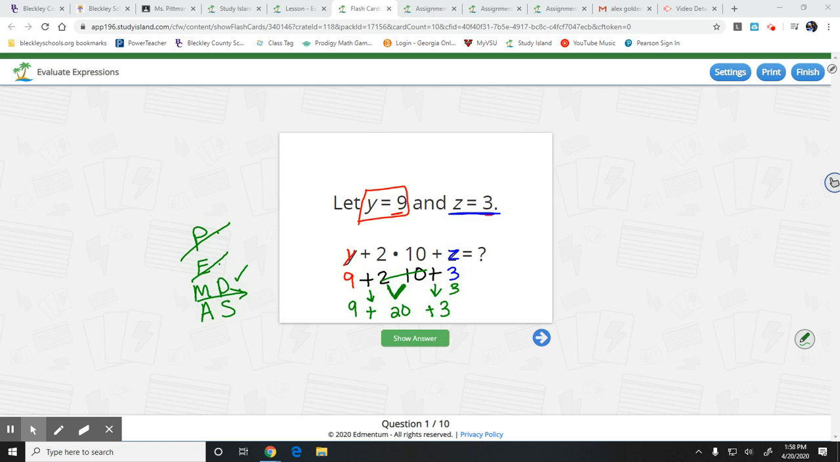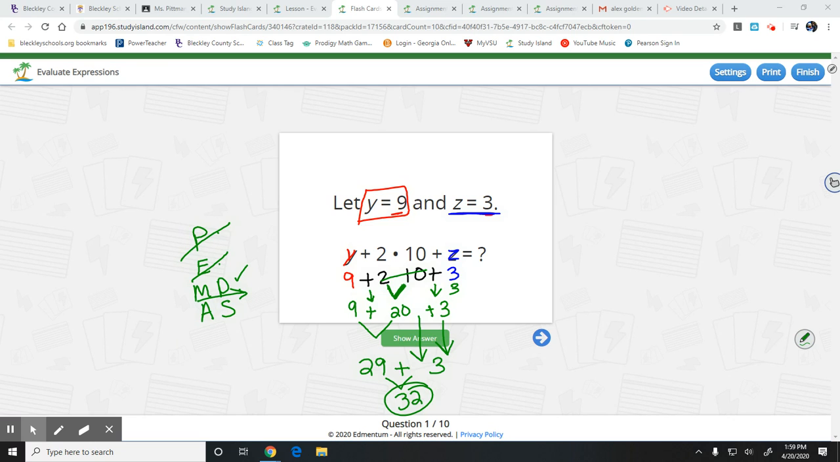And now I have addition or subtraction. Since I only have addition, I'm going to work from left to right. So I'm going to do 9 plus 20, which gives me 29. I'm going to bring down all my other information. Plus 3. So 29 plus 3: 29, 30, 31, 32. So I get the answer 32. I wonder if that's what you got as well. If you didn't, make sure you check your work with mine real quick. Make sure that you follow the same steps.